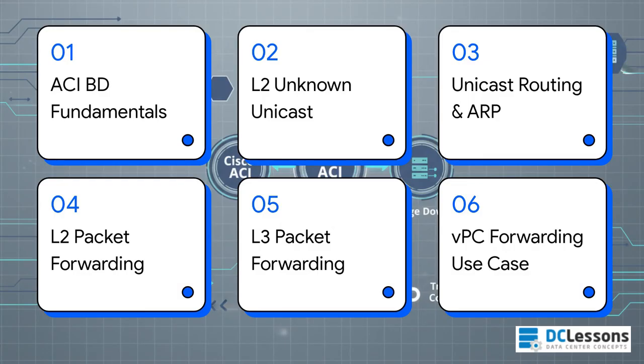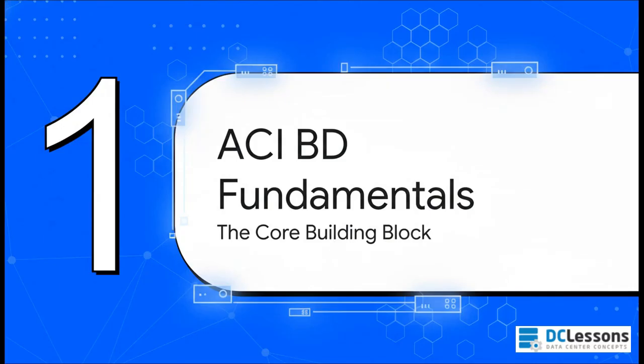So here's our game plan. We'll start with the basics, what a bridge domain even is. Then we'll get into the big policy decisions, like how to handle L2 unknown unicast traffic, unicast routing, and ARP. After that, we're going to visualize how both Layer 2 and Layer 3 packets actually get from point A to point B. And we'll wrap it all up with a really practical VPC forwarding scenario. Okay, so let's get to it.